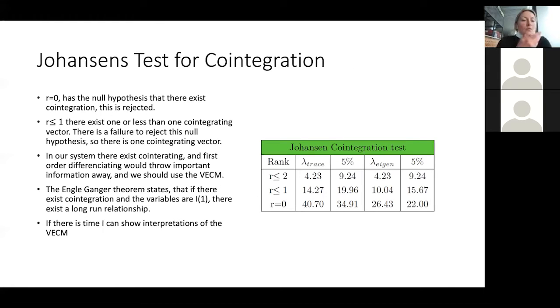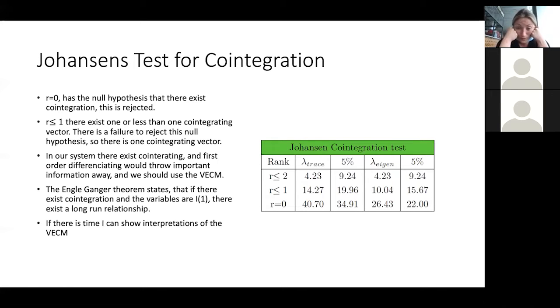Of course, we rejected the null. This is the wrong order; the r equals 0 could be at the top and then go down. What I first tested was r equals 0, the null hypothesis that there exists no co-integration. That was rejected. But I failed to reject the null hypothesis that there exists 1 or fewer co-integrating vectors, and that means that we have a co-integrated relationship.